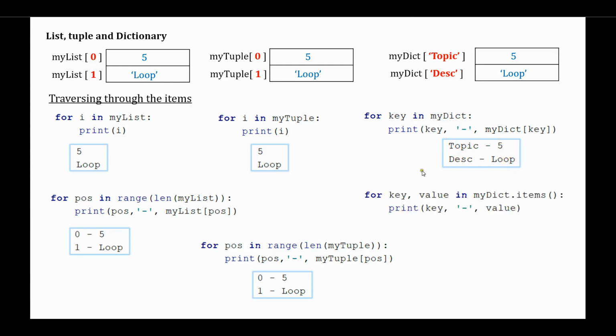A dictionary also provides you another notation whereby you can use for key, value in my_dict.items(). If you do this, the key is stored inside the variable key and the value is stored inside the variable value. So you can either use this notation or use this notation.